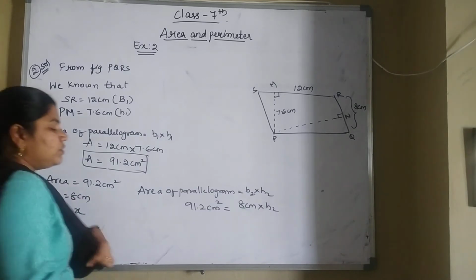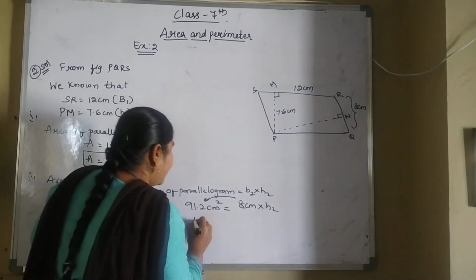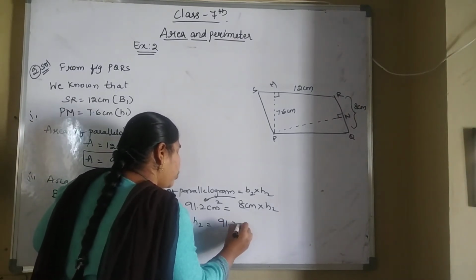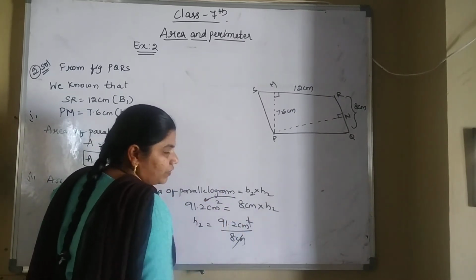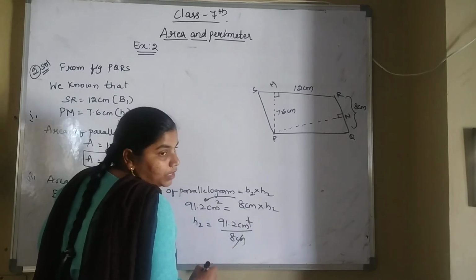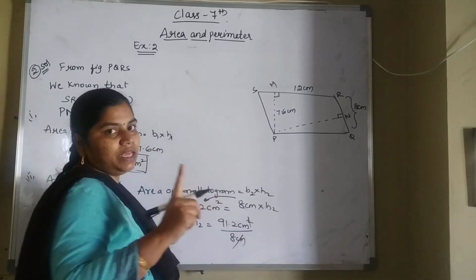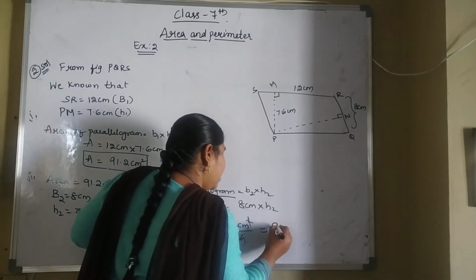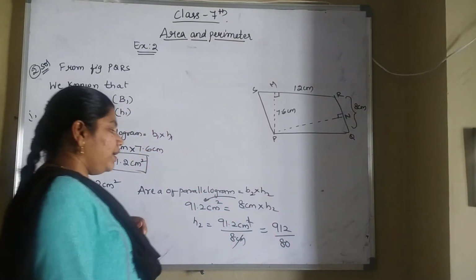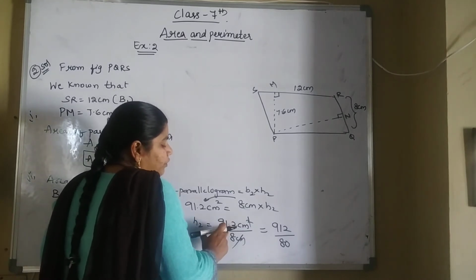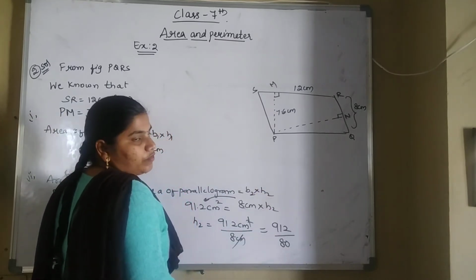Now I am transposing this 8 centimeters to the other side. So it will be converted into division. So H2 is equal to 91.2 centimeters squared by 8 centimeters. The centimeter will get cancelled. I am removing the point from here. If I remove the point, below you will get 10, because after the point we have only a single digit. So we can write 912 by 80.